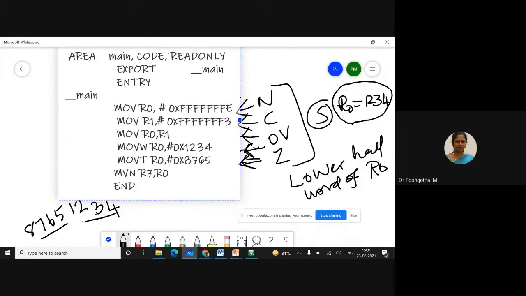Is that clear, students? Yes, ma'am. Any doubts? Okay. What is the next instruction? The MVN instruction is used to find the ones complement of a given number. According to this, R0 is inverted and that value is placed in R7. So find out the ones complement answer.